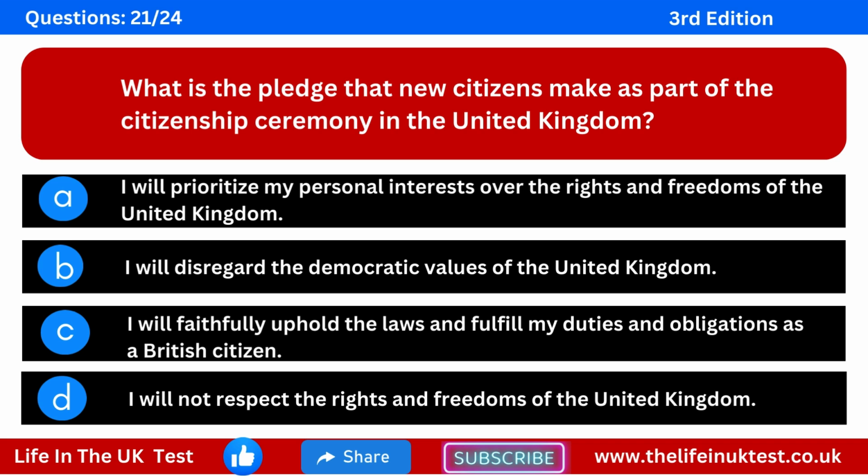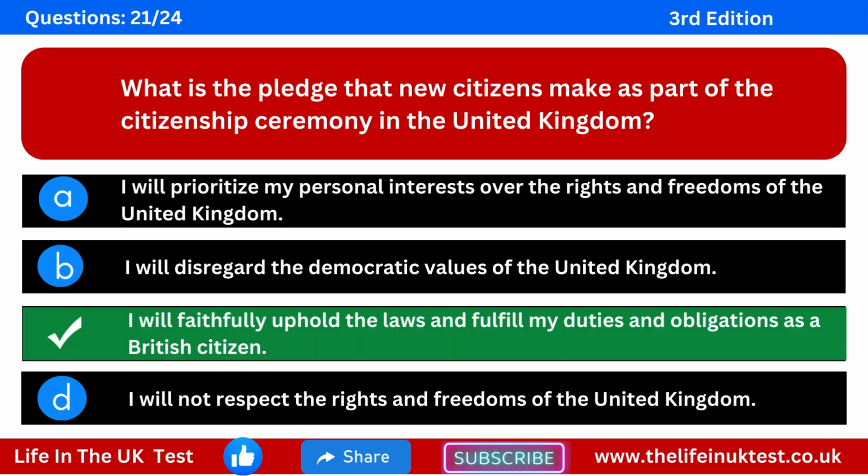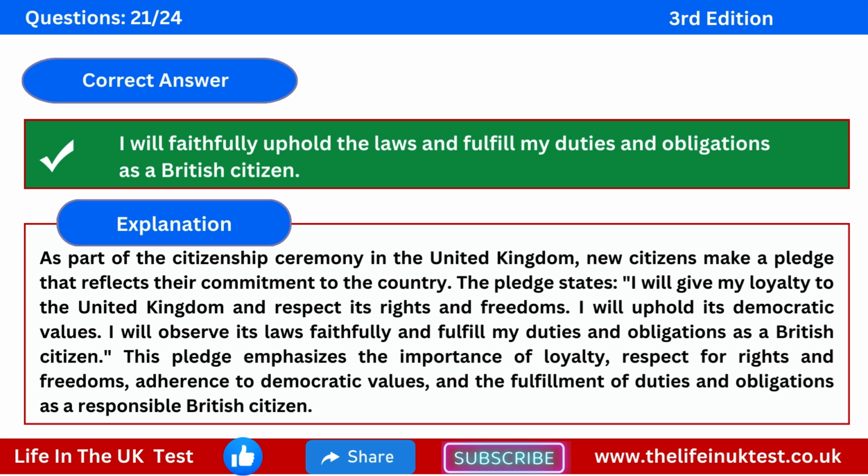Option B. I will disregard the democratic values of the United Kingdom. Option C. I will faithfully uphold the laws and fulfil my duties and obligations as a British citizen. And option D. I will not respect the rights and freedoms of the United Kingdom. The correct answer is, I will faithfully uphold the laws and fulfil my duties and obligations as a British citizen.